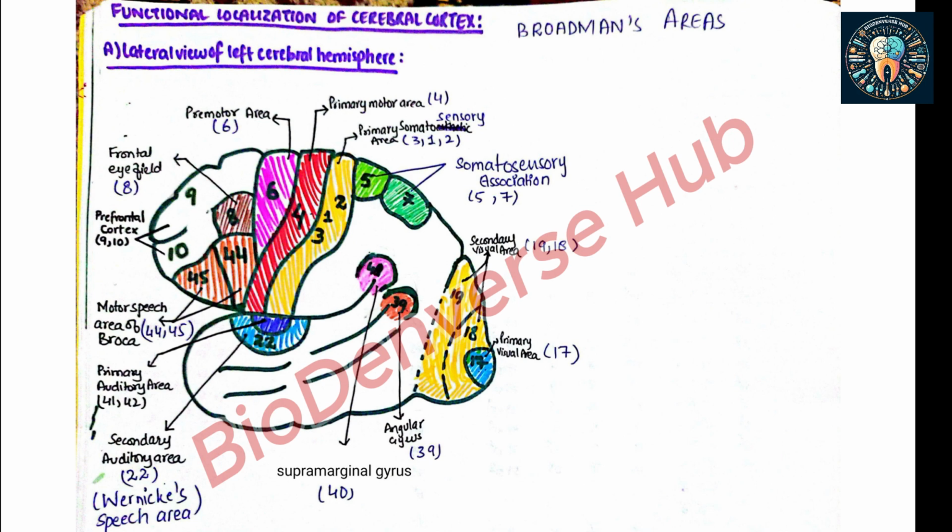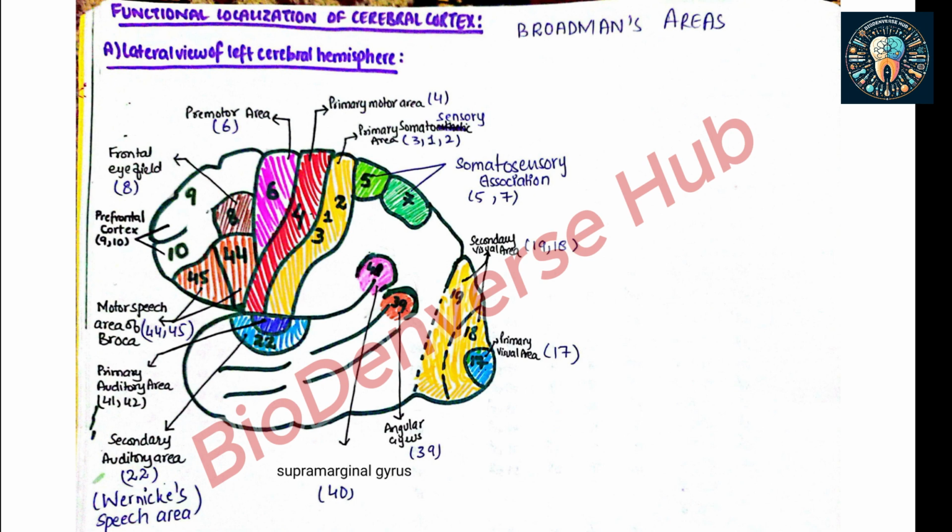Adjacent to that, we have the one shaded in pink corresponding to Brodmann's area 6, and that represents your premotor area. Adjacent to that, we have the one shaded in brown, numbered as Brodmann area 8, and that corresponds to your frontal eye field. After that, we have Brodmann area 9 and 10, that represents your prefrontal cortex. The one shaded in orange corresponding to Brodmann's areas 44 and 45 represents your motor speech area of Broca.